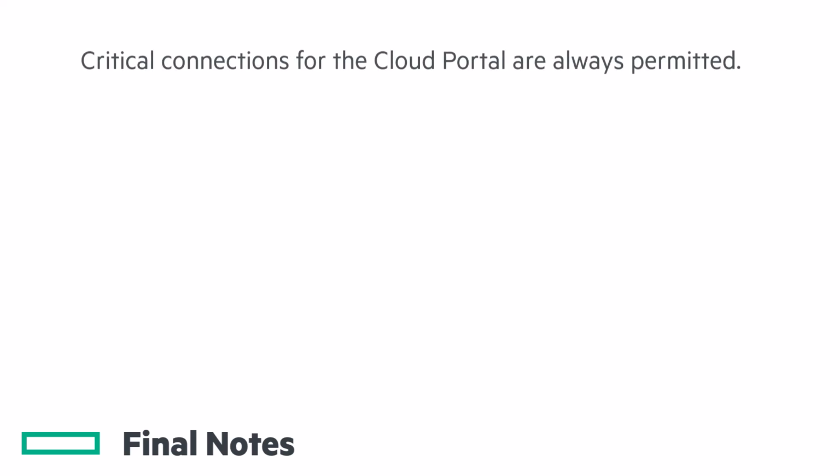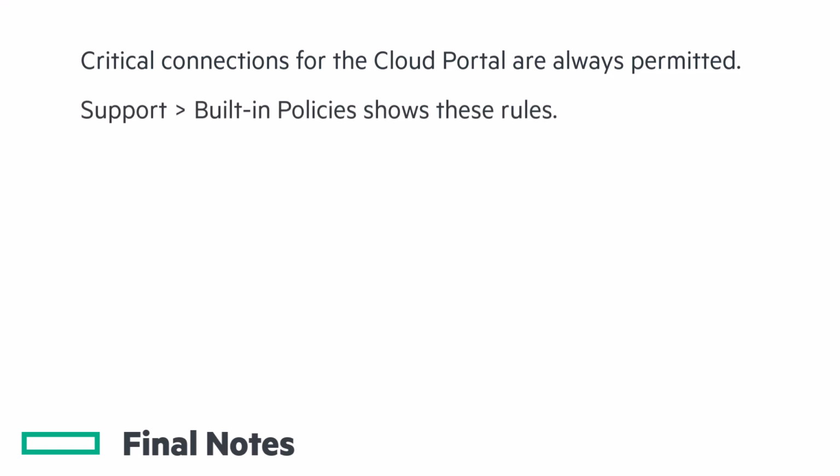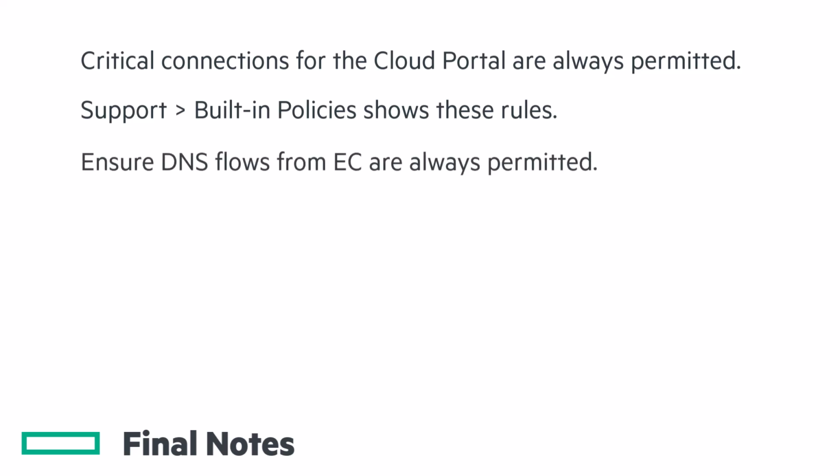A few final thoughts. Critical connections, such as those for the cloud portal, are always permitted by hard-coded rules, which you can examine at Support, Built-in Policies. If you deny the EC all DNS and then reboot the appliance, it won't be able to resolve the portal and be unable to re-establish communications.